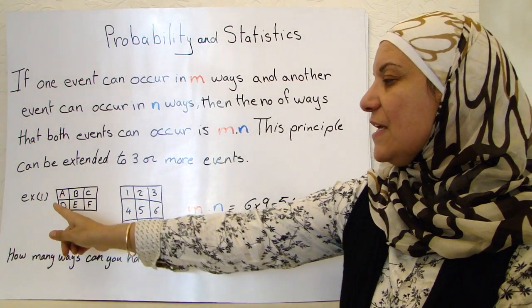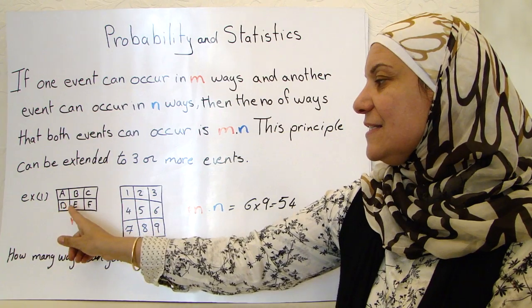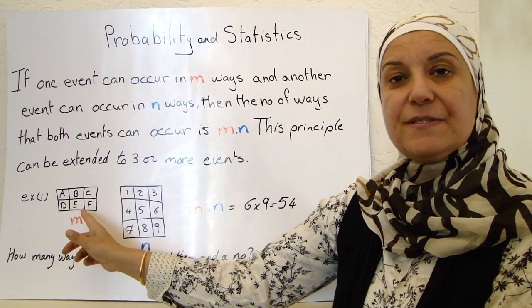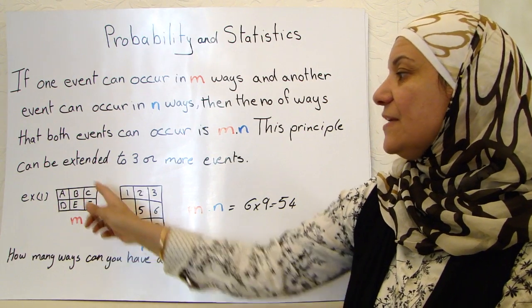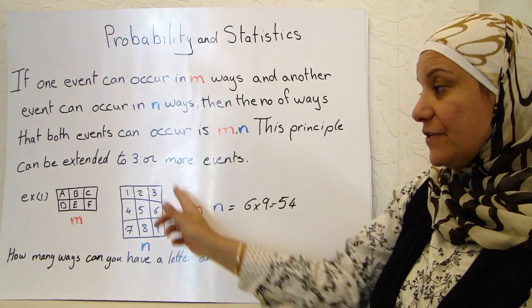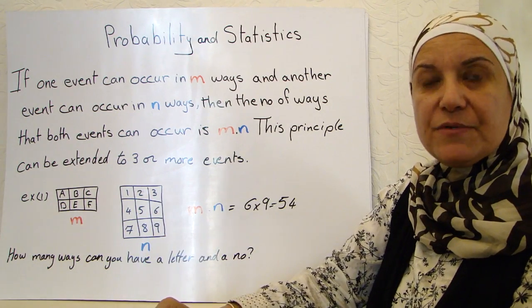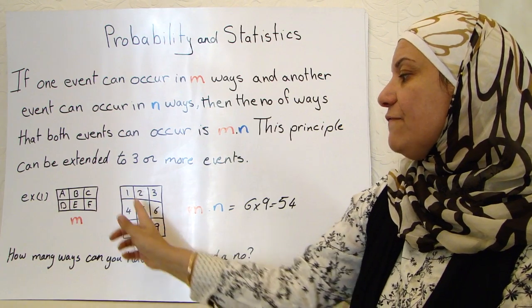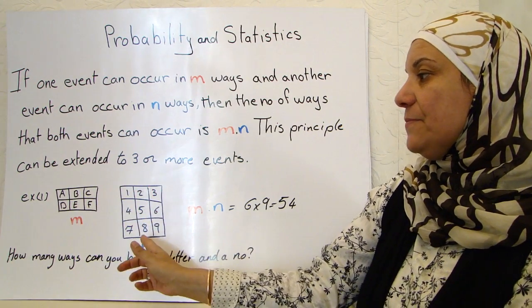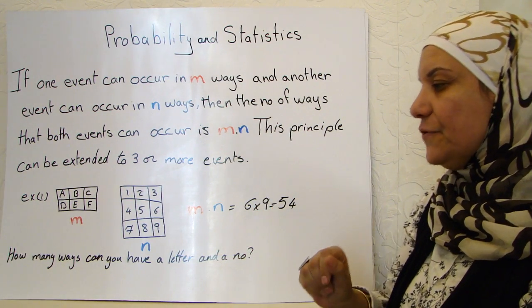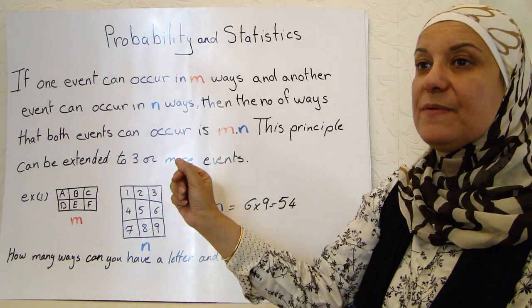For example, if you have A, B, C, D, E and F, any one of those letters is m. So I have 6 options for the letters. And I have how many for the numbers? I have 9 for the numbers. So a combination of A1, A2, A3, A4 and so on, with all the same numbers. So I'm going to have m times n, which is 6 times 9, which is 54. That is the whole probability.